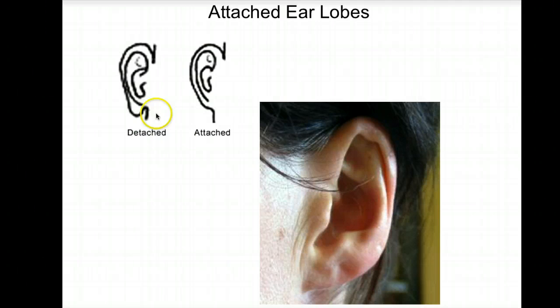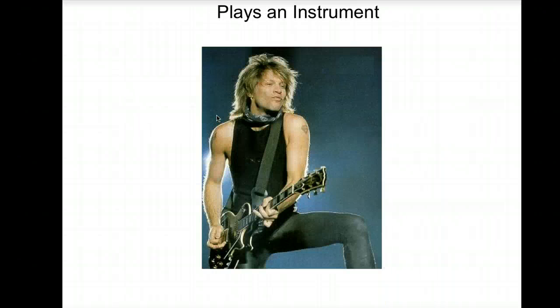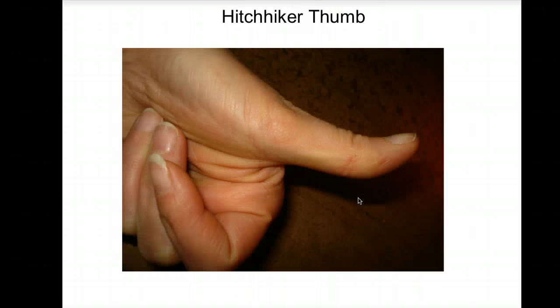Attached earlobes. If you look at this picture, you can either have attached earlobes or detached earlobes. This person in this picture has attached, and this is a diagram of detached earlobes. When you do the survey, you'll get to see if you have attached or detached earlobes based on what genes were passed on through you from your parents or your grandparents. Playing an instrument is another one that's influenced by the environment, something that you can learn to do, and it's not 100% passed through the genes.